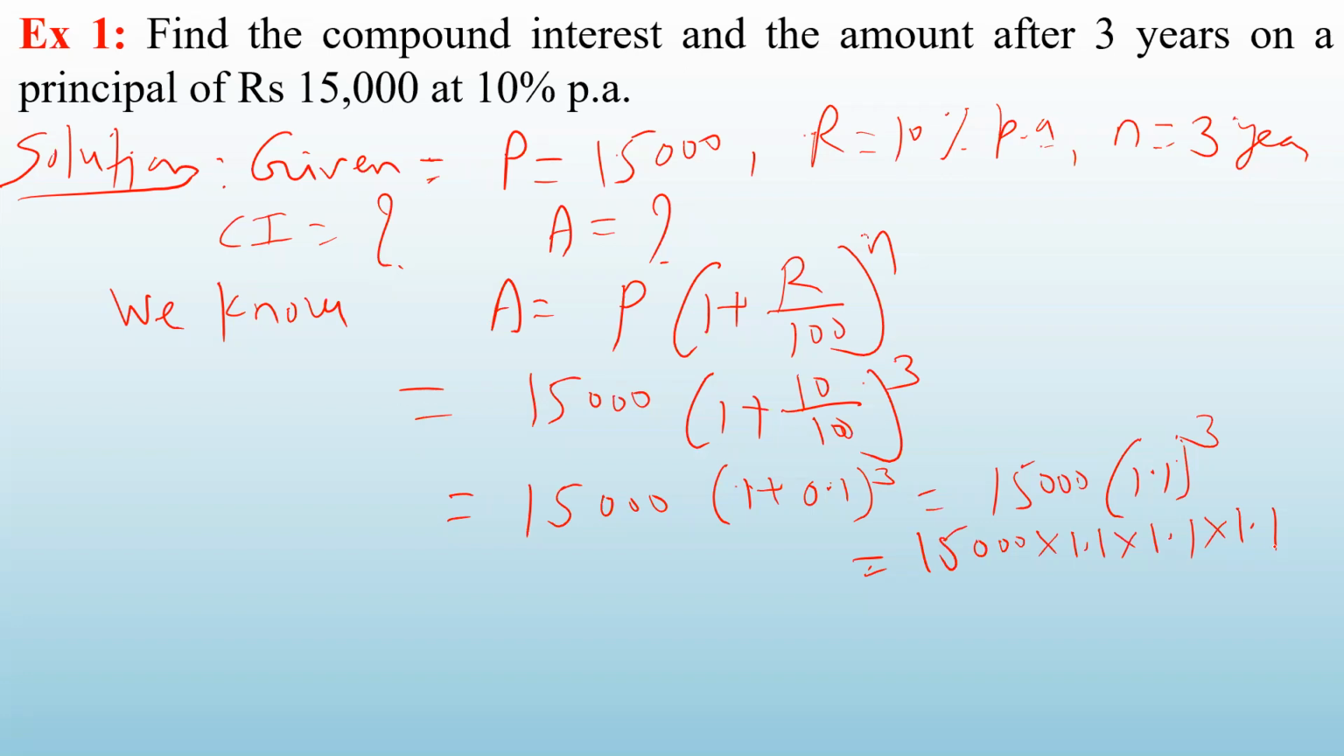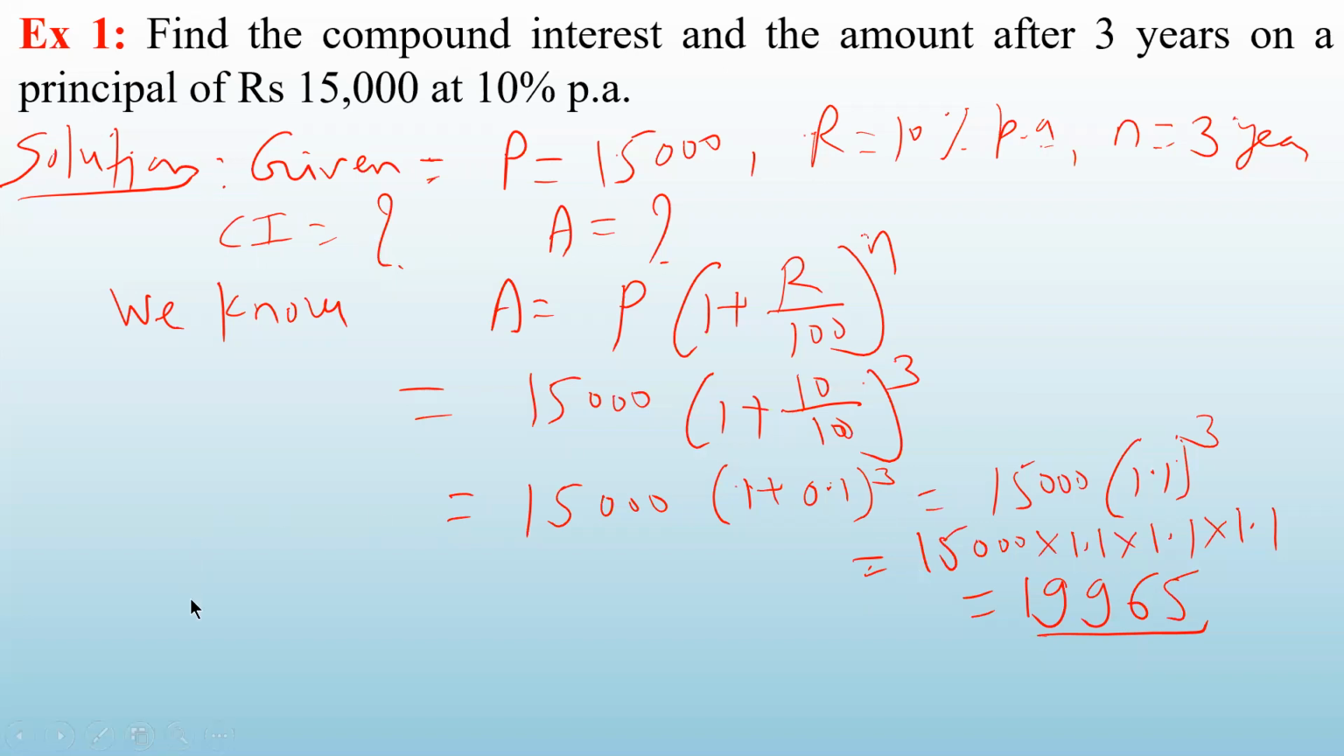So 1.1 raised to power 3 is 1.331. And if you multiply that by 15,000, you get 19,965. Okay. So this is the compound interest amount after 3 years. Now you also have to find out the compound interest.